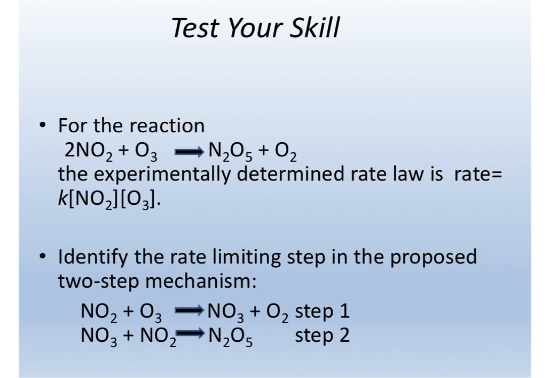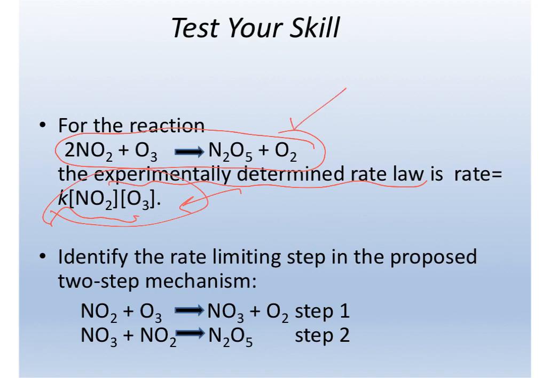It's the same question, but stated backwards. If this is the overall reaction, and this is the experimentally determined rate law, let's imagine they found it from the method of initial rates or something. So they know that this is the overall rate law for this overall reaction. That being the case, which of these two steps, given in the mechanism below, would have to be the slowest step or the rate determining step?